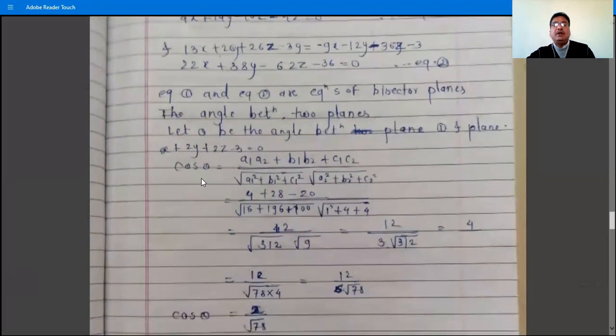Then the formula for the angle between two planes is what? Cos theta is equal to a1 a2 plus b1 b2 plus c1 c2 divided by root a1 square plus b1 square plus c1 square into root a2 square plus b2 square plus c2 square. What are these a1 b1 c1 and a2 b2 c2? These are the coefficients of x y z in the equations of the two planes.